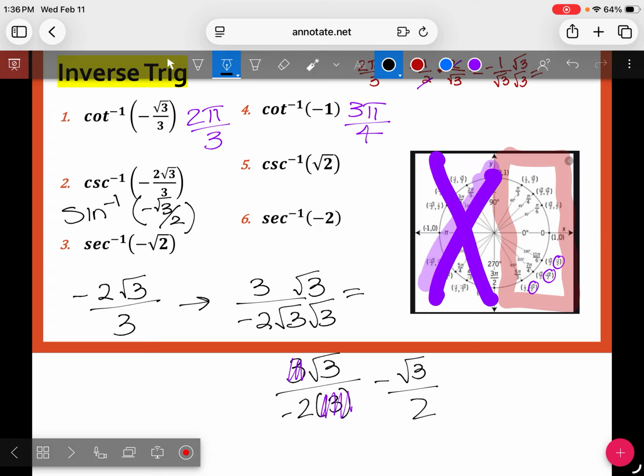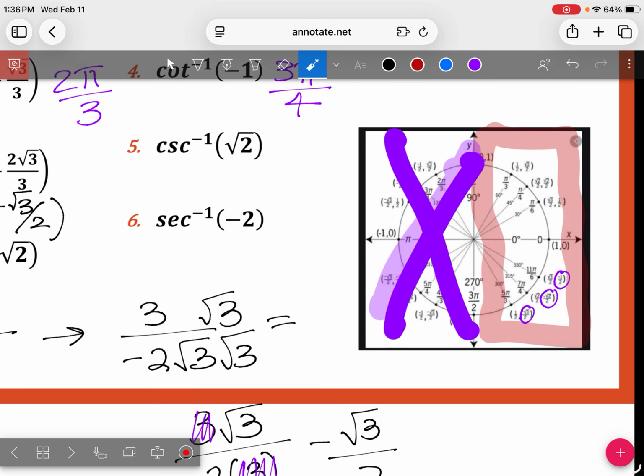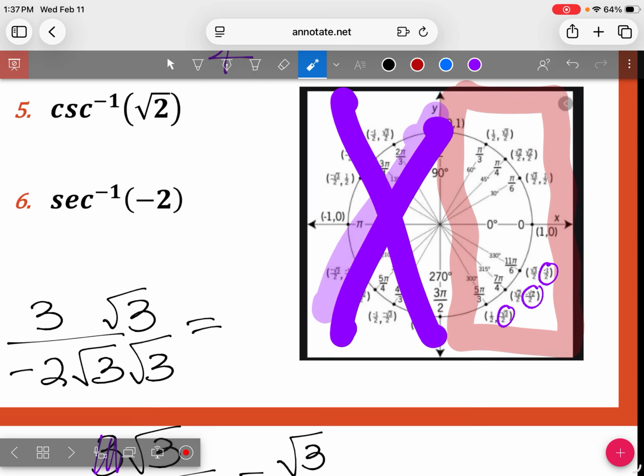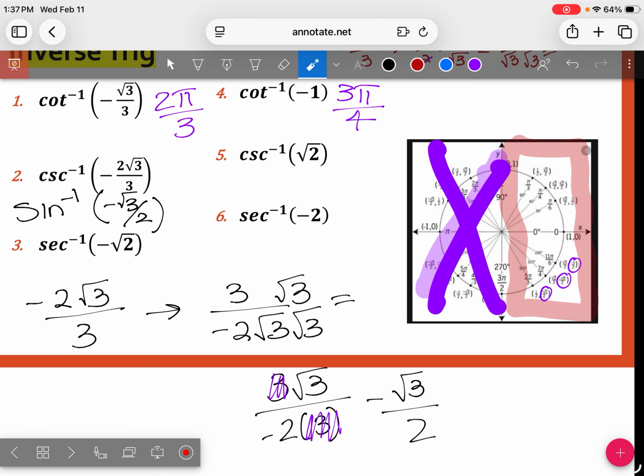All right, and you don't have to do this. I'm looking at this, and I knew it was going to look like that because it has all the pieces that I need. So that was going to be my answer. So what angle has a sine of negative root 3 over 2? Yep, negative pi over 3.